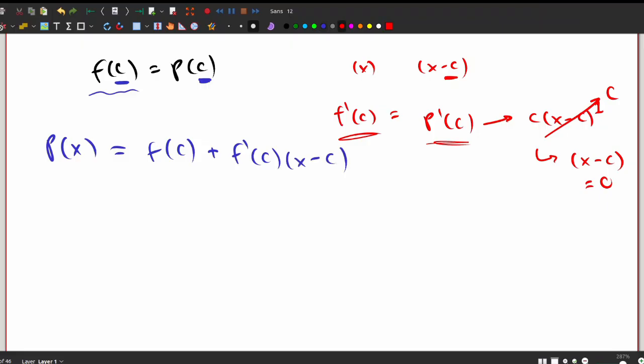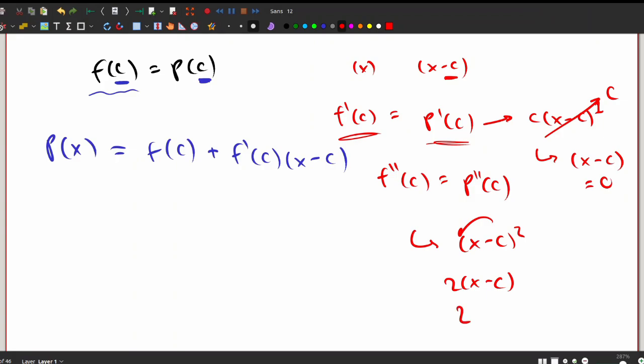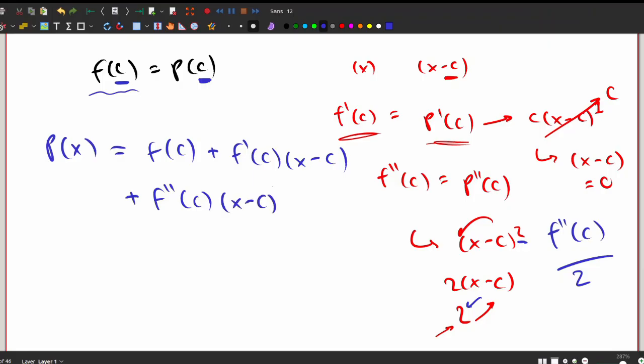Similarly, our second degree term will match our second derivative, so f double prime of c has to equal p double prime of c, and this relates to the x minus c squared term, because when we take the second derivative, we're going to get 2 times x minus c to the 1, and then simply 2 times some constant. Now remember, there's a 2 here, so our coefficient is actually going to have to be f double prime of c divided by 2 to account for the 2 that comes down when we take the first derivative.